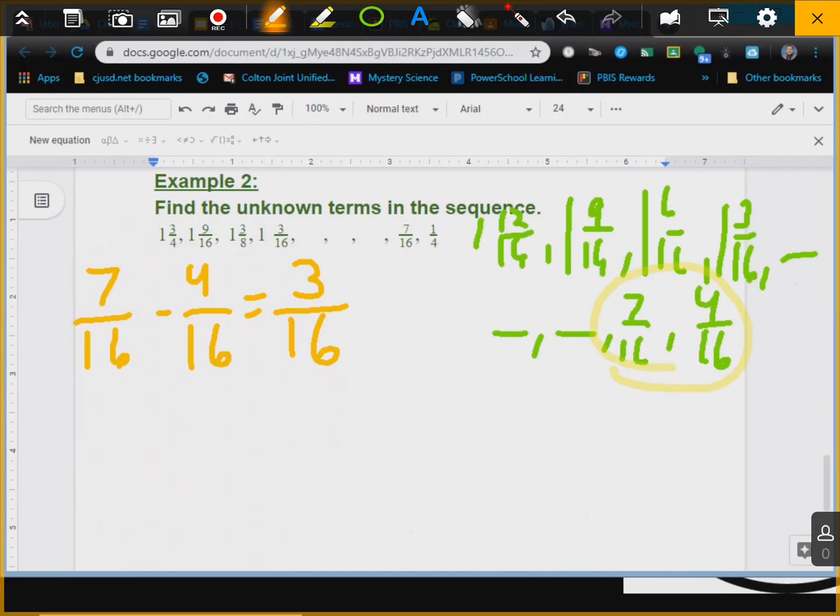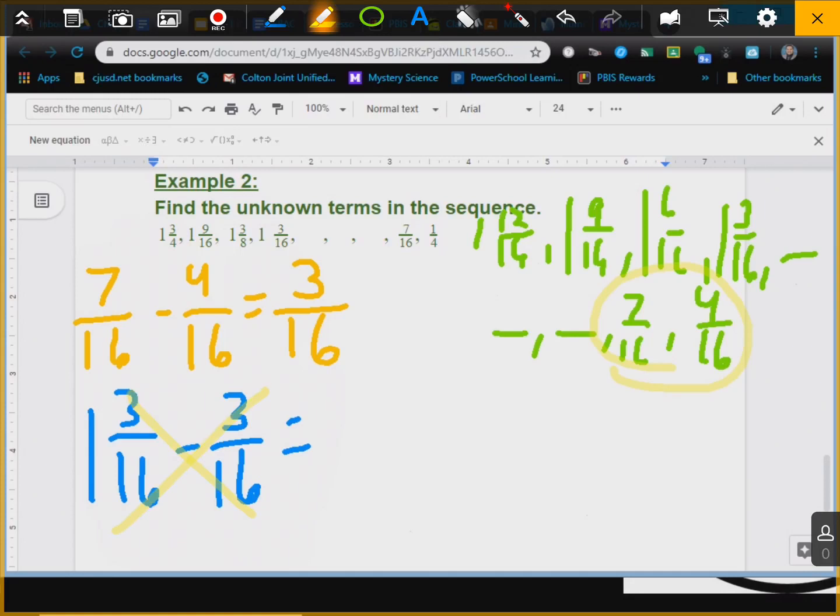So I'm going to do this in another color, 1 and 3 over 16, and I'm going to subtract 3 over 16 from that. And that's going to get me 1, because these two cancel each other out. You can't have 0 over 16, that's the same as 0. So that's going to get me 1. So my first term is 1.